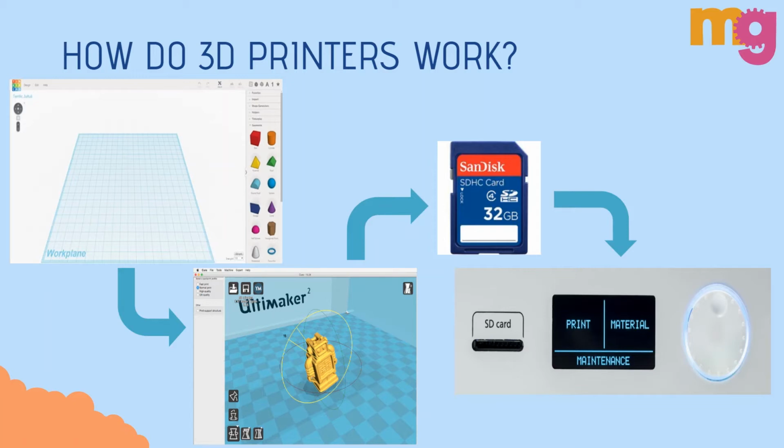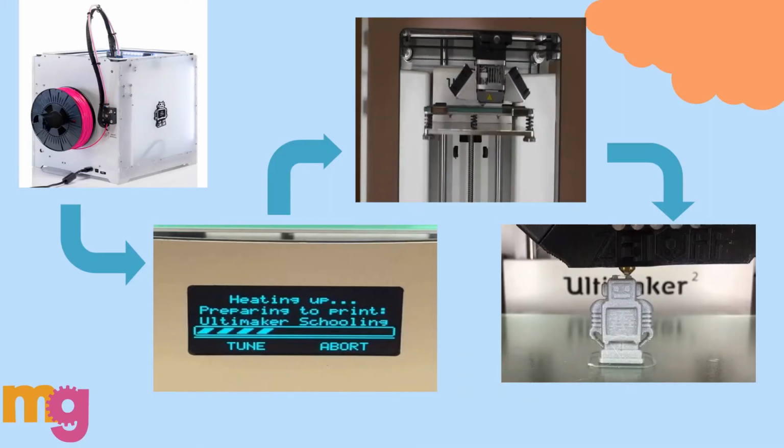card, which you can see in the third picture. Once we do that, we insert the SD card into the 3D printer and press the print button. Once we press print, the printer begins to print your design.